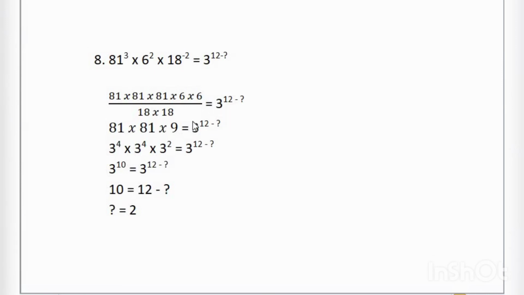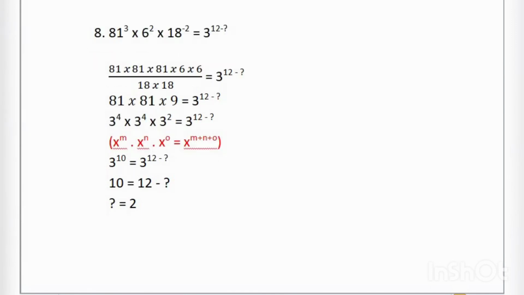And here in the RHS the number is 3. 3 raised to 12 minus question mark. So the left hand side also should be in terms of 3. So how we can write 81, we can write it as 3 raised to 4 because when we multiply 3 4 times we will get 81. And when we multiply 3 2 times we will get 9, right? So instead of 81 we can write 3 raised to 4 and instead of 9 we can write 3 raised to 2. So 3 raised to 4 into 3 raised to 4 into 3 square equal to 3 raised to 12 minus x.